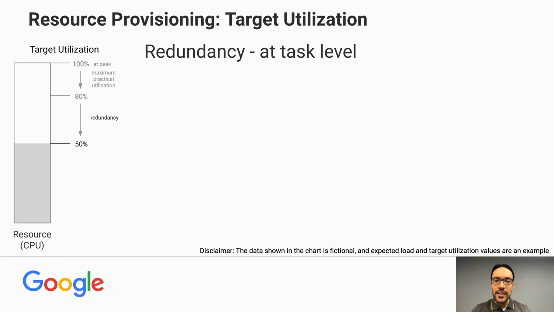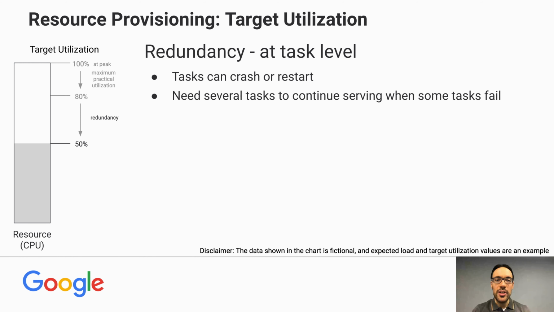A service can be redundant at task level. Tasks can crash or restart because of bugs, rollouts, hardware issues, or planned maintenance taking place in the computers they are running on. It is required to run multiple instances of a task in a region to guarantee that the service can serve requests from that region even if some tasks fail at once.